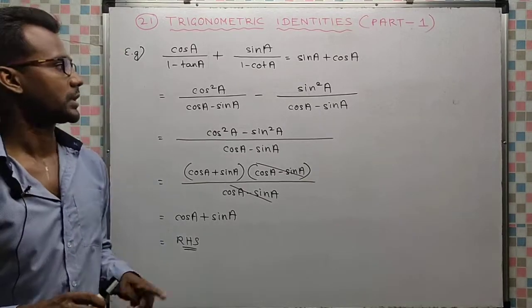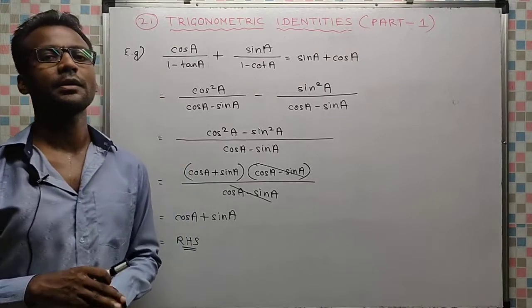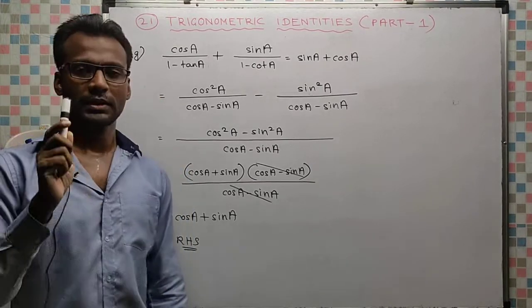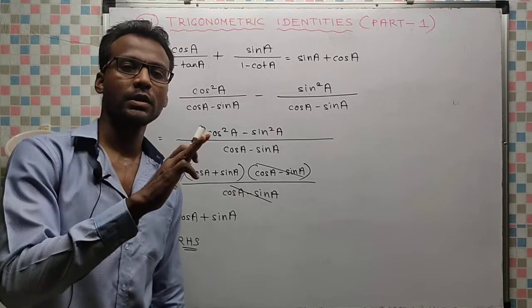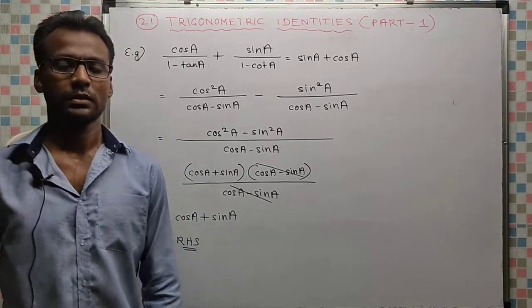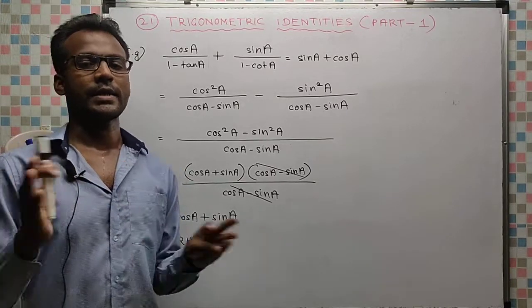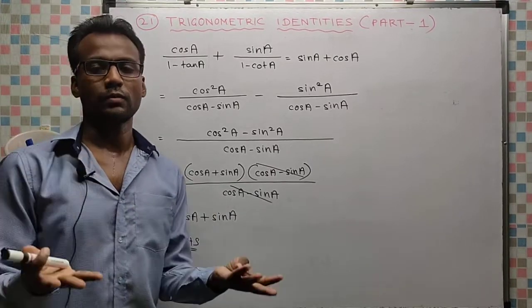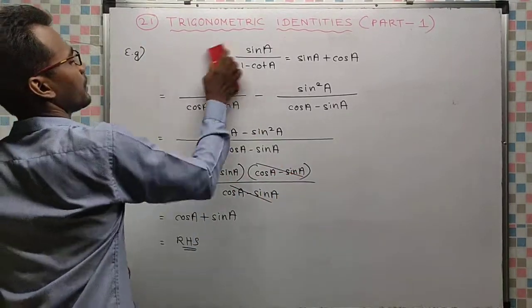So in this way you can prove. The first trick was always start from the complicated side. Second trick, remember out of the 6 trigonometric ratios, sine and cos are basic because they will give the other 4 trigonometric ratios. So if you don't get any idea how to do it, convert everything to sine and cos. You may get some way to prove. Let us move to the next example.